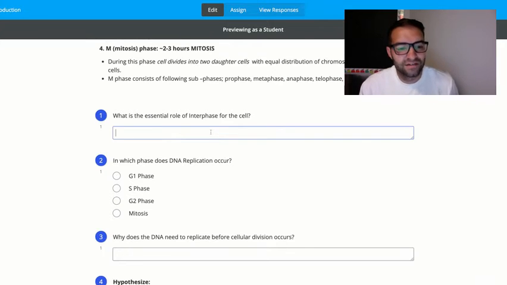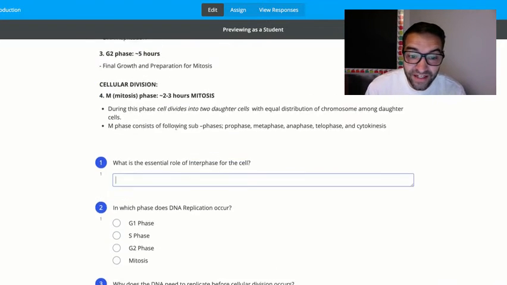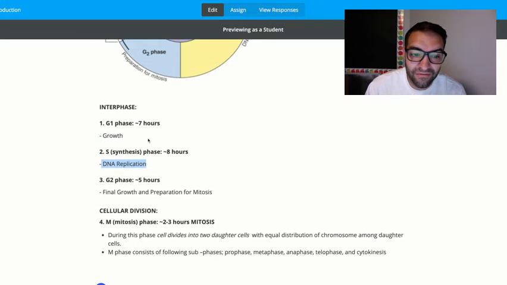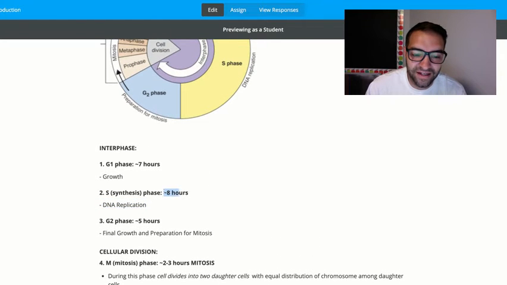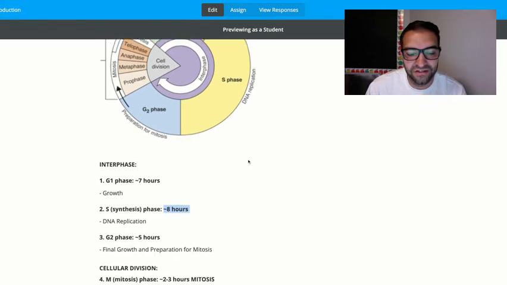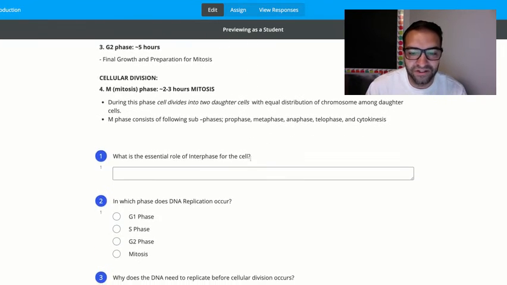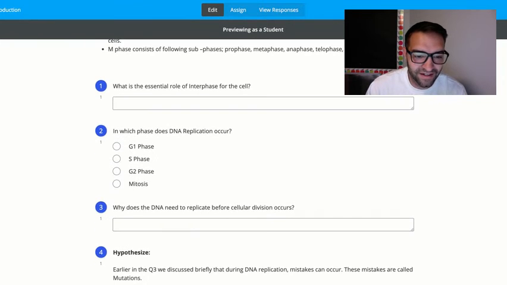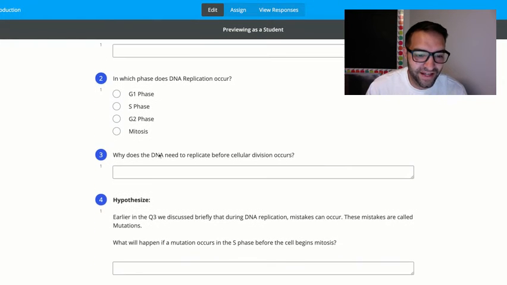So if I were to walk through these, what is the central role of interphase? I'd probably have two parts to that answer, because growth is happening twice, and DNA replication. And you see that 8 hours there is the largest part of interphase, that DNA replication. And so growth and replication is really key. Then, in which phase does DNA replication occur? Okay, hopefully between the video and that chart up there, you can identify that.